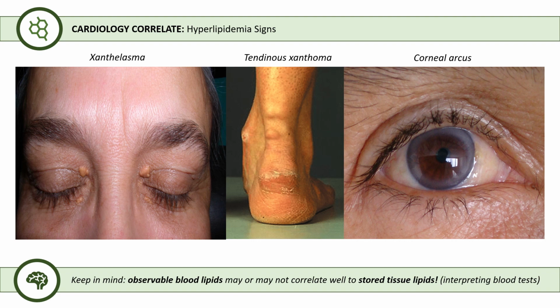Notice these xanthomas, plaques or nodules composed of lipid-laden histiocytes or macrophages in the skin, especially around the eyelids, which we call xanthelasma. Tendinous xanthomas in the center may be noticeable here on the Achilles tendon, and corneal arcus, this pale ring around the iris, sometimes called arcus senilis, occurs later in life with high ApoB particulemia. This is a reminder that circulating lipids do not account for total body storage of lipids.